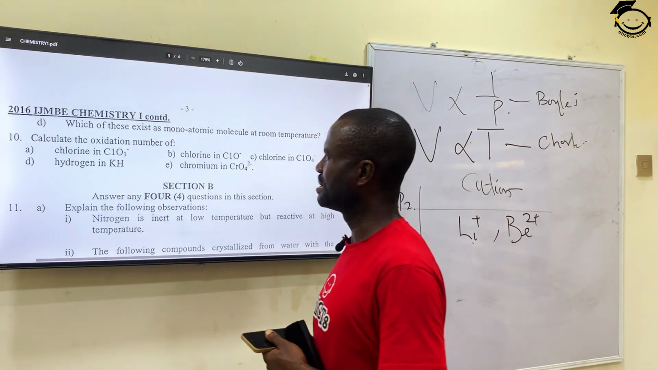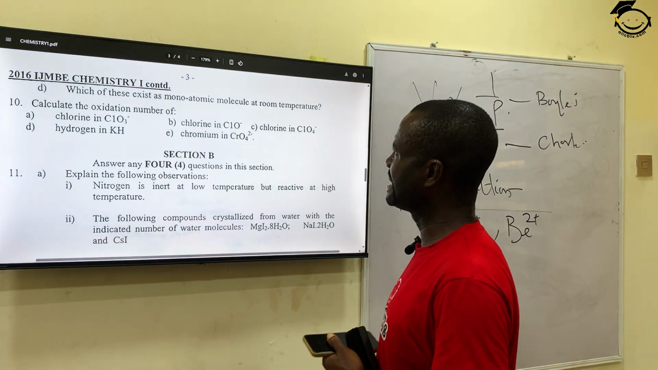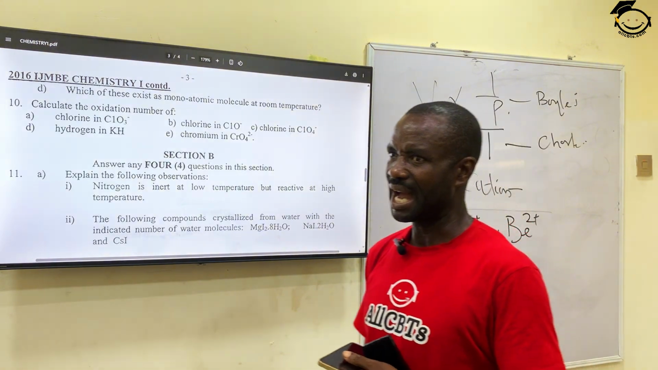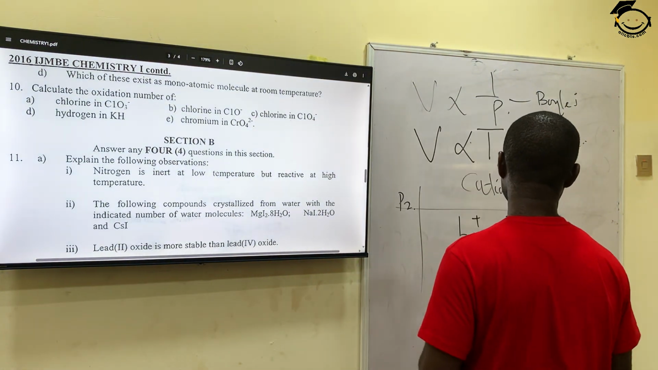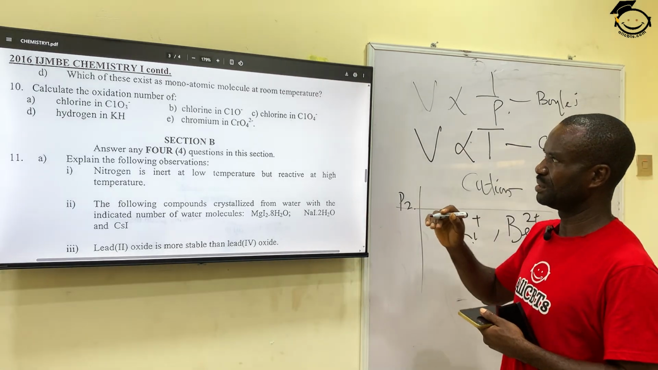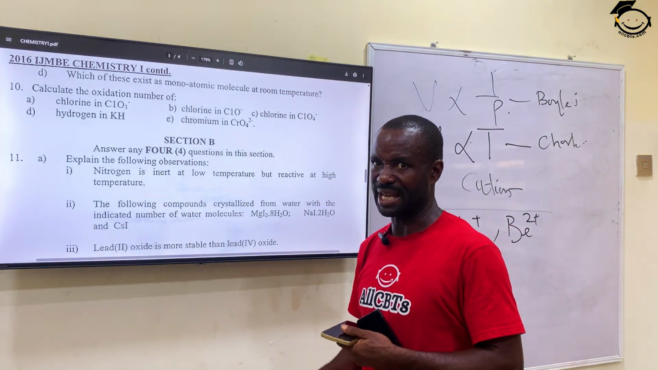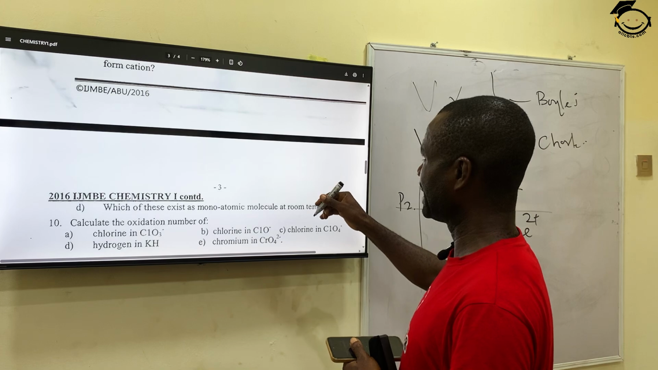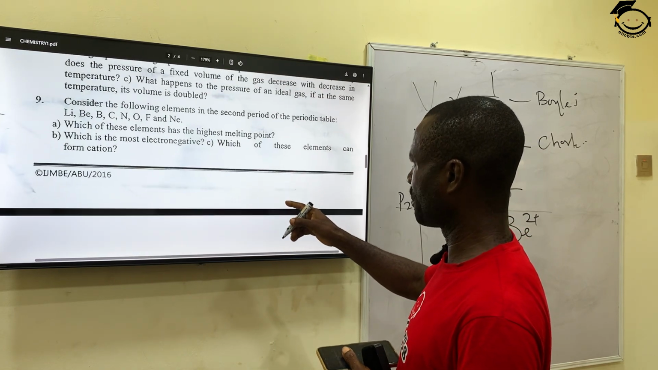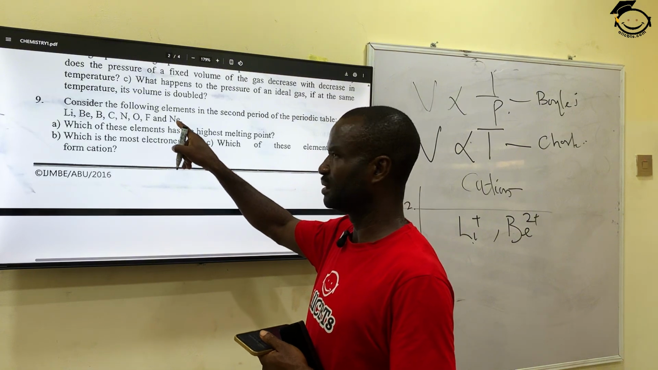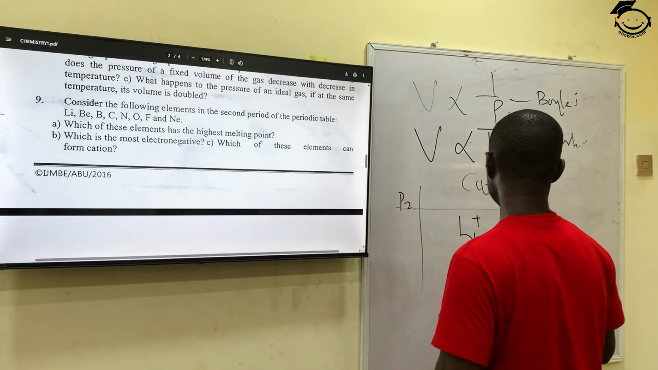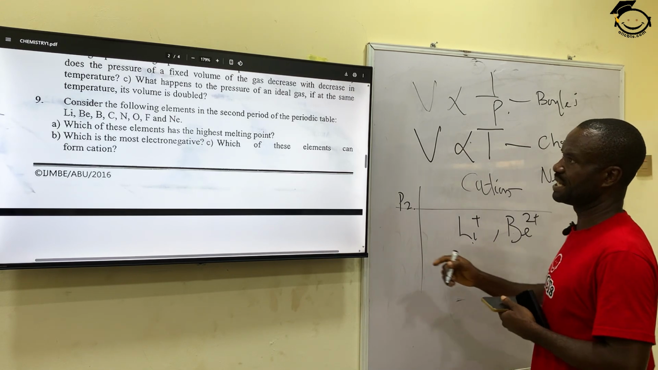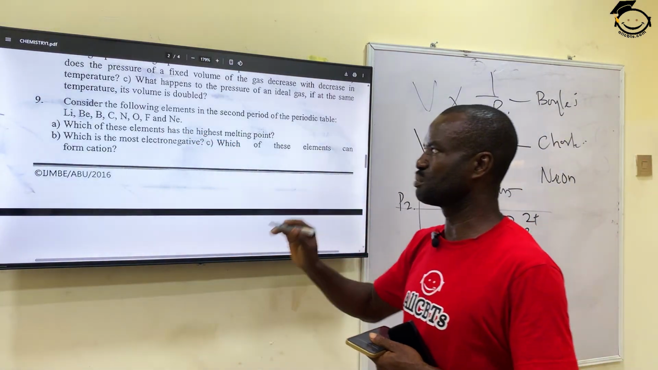Then the last one says, which of these exists as a monoatomic molecule at room temperature? When we say monoatomic, it means only one atom, and of course, it's going to be a gas at room temperature. The element that will be monoatomic at room temperature from that series is going to be neon, because neon is a noble gas. The symbol is Ne. It's monoatomic at room temperature.